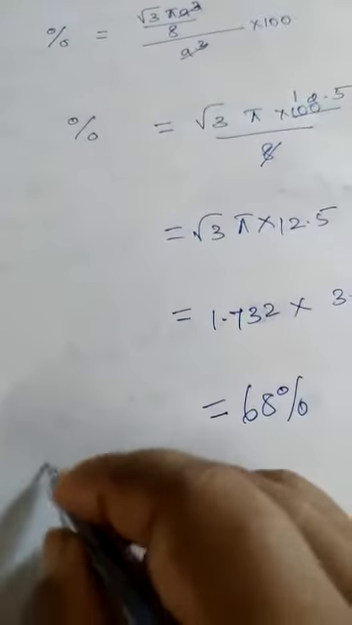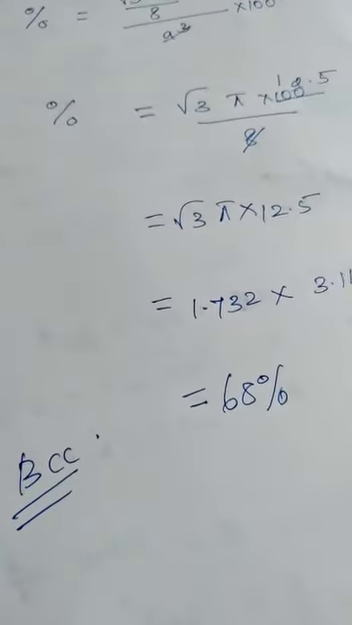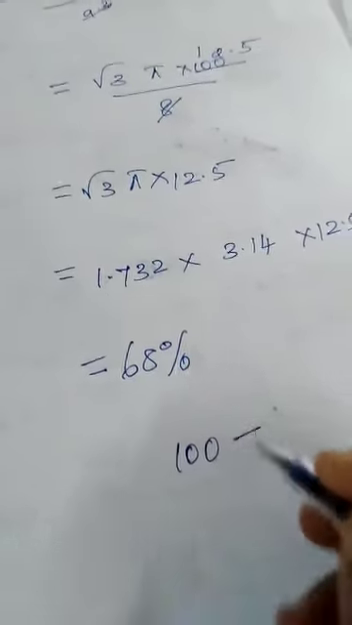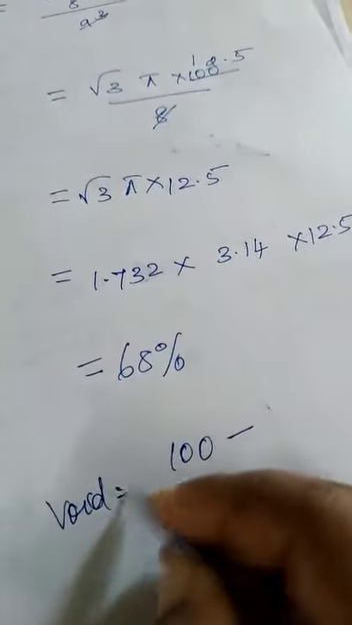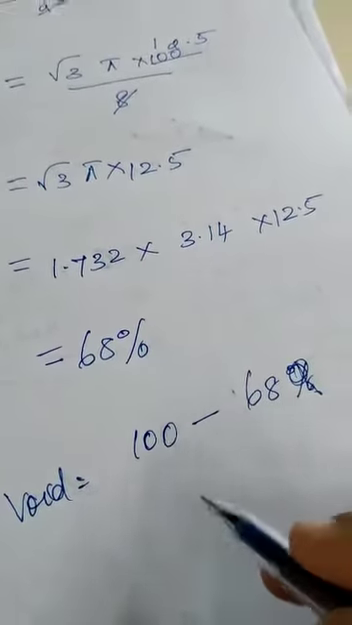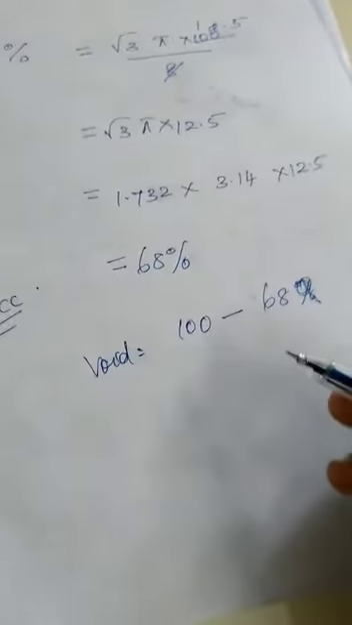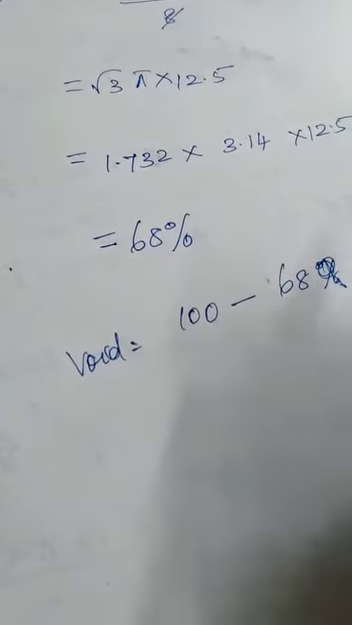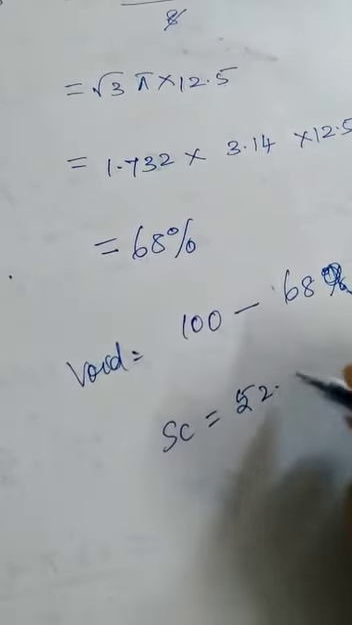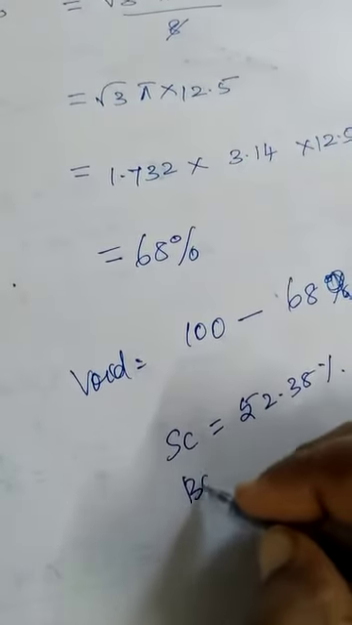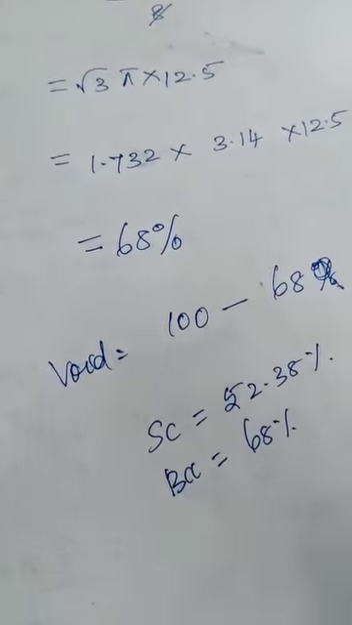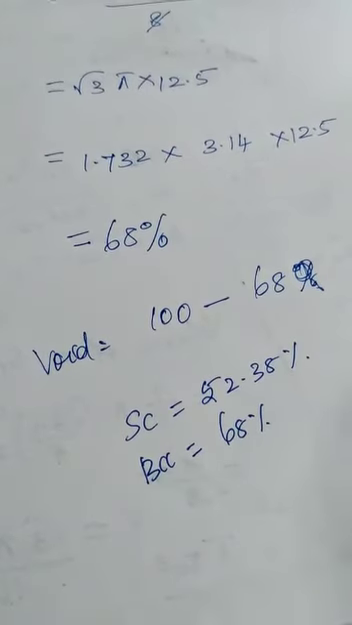So in a BCC crystal, the volume of sphere occupied completely in a BCC crystal is 68%. The remaining will be the void or the vacancy, that is unoccupied area, 100 minus 68%. But compared to SC crystal, this is tightly packed because the attraction is more, where in SC crystal it is 52.38%, but in the BCC crystal we found it is 68%. Comparing these two, the packing is more, more atoms or ions are occupied in the BCC packing.